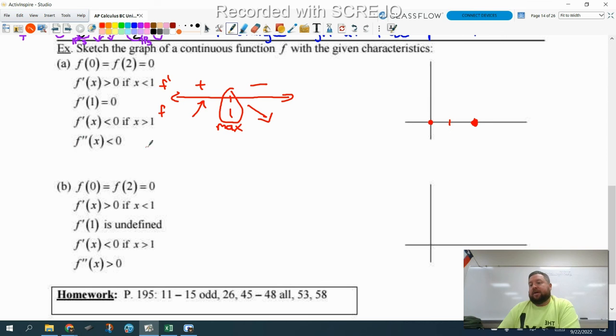And then it tells me f double prime is less than 0. So that's concave down, and that's true for the whole graph. So the graph is always concave down. We increase up to 1, and we decrease the rest of the way. So I'm thinking a parabola here. I'm going to put a point up here for x equals 1, increasing up to that point, decreasing the rest of the way. I'm concave down. I think I got it.